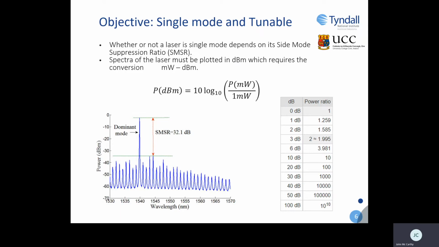So if this value is 10 decibels, then the dominant mode is 10 times more powerful than the secondary. If it's 20 decibels, then it's 100 times more powerful. And if it's 30 decibels, it's 1,000 times more powerful. For a spectra to be considered single mode, we require the SMSR to be 30 decibels or greater.